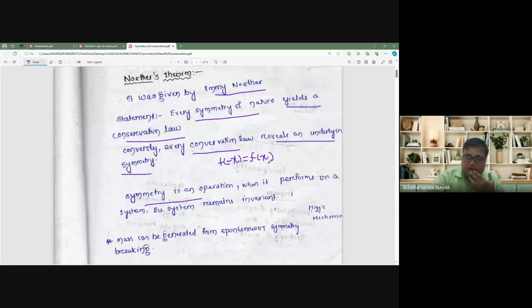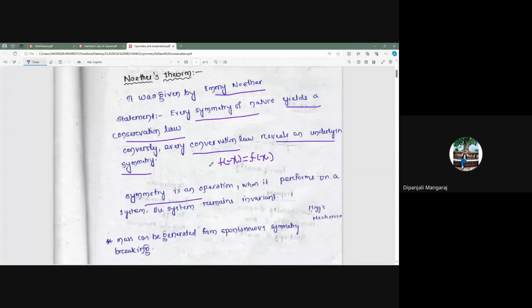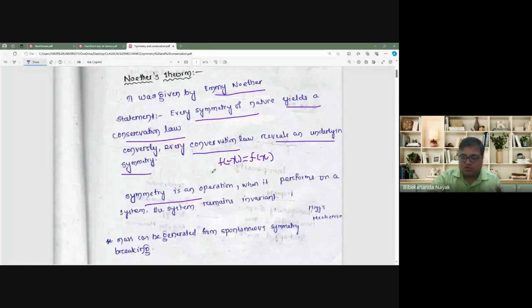And so every symmetry of nature is associated with a conservation law. We see conservation of energy is associated with a symmetry, conservation of linear momentum is associated with a symmetry, conservation of angular momentum is associated with a symmetry. If a conservation breaks, then there must be a symmetry breaking, which actually happened in the early time according to the Higgs mechanism, how mass is generated. This is associated with one kind of symmetry breaking, known as spontaneous symmetry breaking. Due to this breaking, mass is generated, which is the origin of mass explained by Peter Higgs, the Higgs mechanism. So whenever there is a violation of a conservation law, there must be a symmetry breaking.